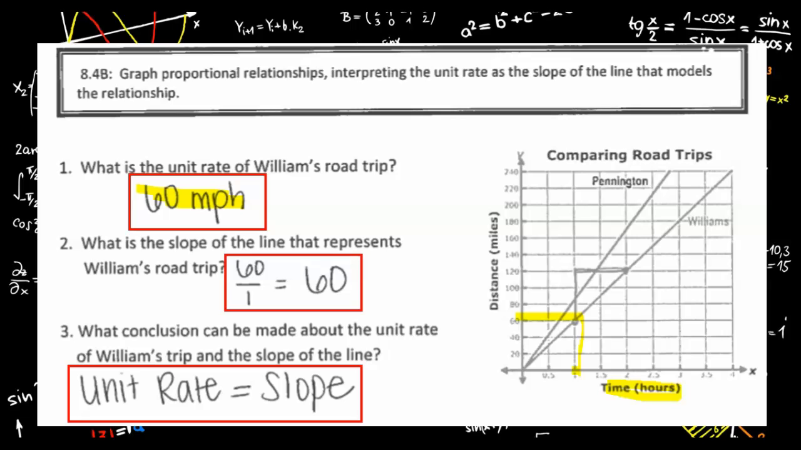Okay, what is the slope of the line that represents Williams' road trip? The cool thing is that slope and unit rate are the same. You can also pick 2 points on the line and do your rise over run, where your rise here would be 60 and your run would be 1. So 60 over 1 is 60. Number 3, what conclusion can be made about the unit rate of Williams' trip and the slope of the line? That's what we just said before: unit rate and slope are the same thing on a graph.